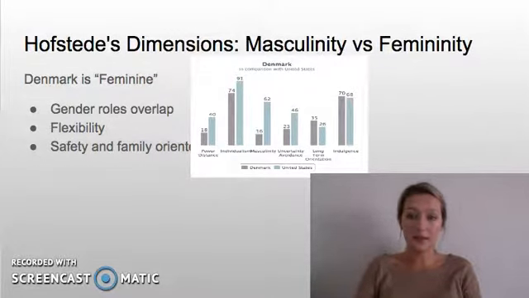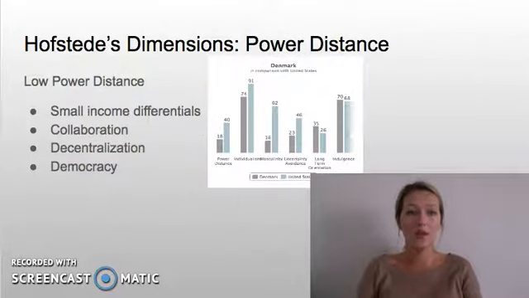On the political level, the ideal is a universal welfare state whose main goals are democracy, support, and assistance for everybody, as well as concerns for environmental issues. Next, we're going to talk about power distance. This is defined as the extent to which the less powerful members of institutions and organizations within a country expect and accept that power is distributed unequally.